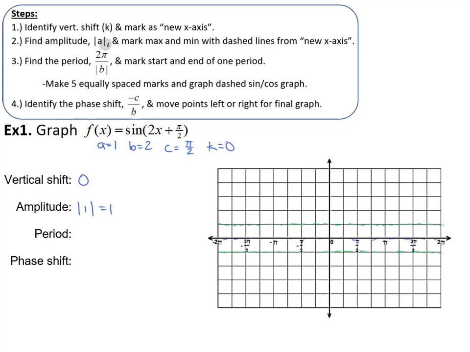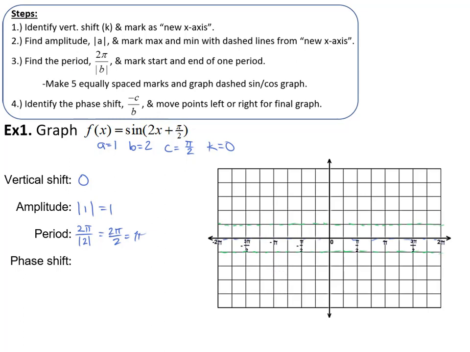Okay, then it says find the period. 2 pi divided by the absolute value of b, where b is 2. So we're essentially taking the normal period of 2 pi and dividing it by the absolute value of b. So doing the absolute value, of course, the bottom becomes positive 2, and simplifying, we get pi. Okay, so it's going to repeat every pi units.